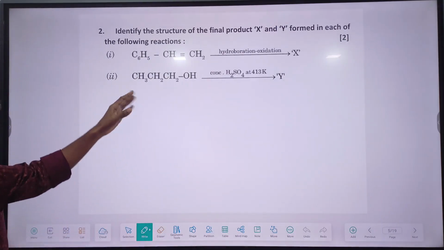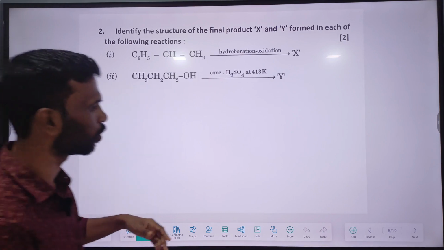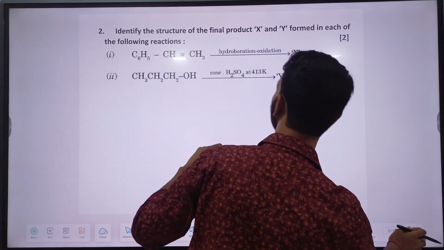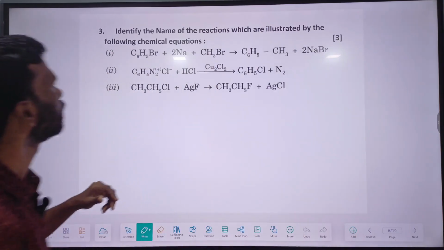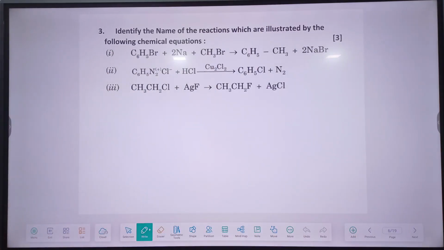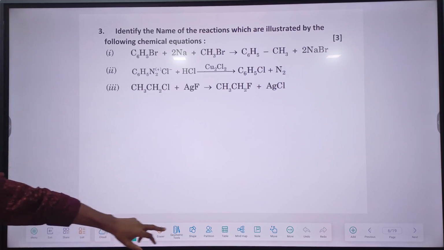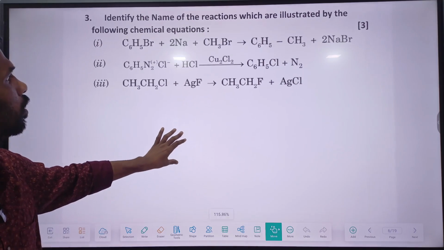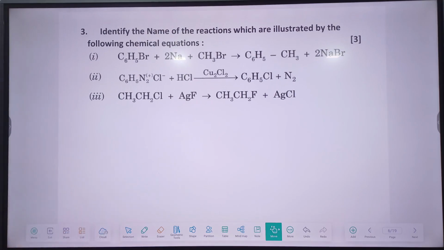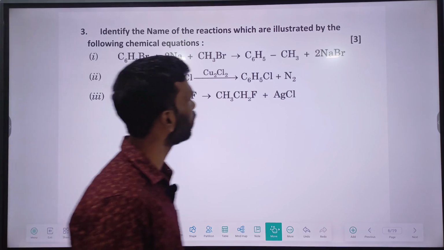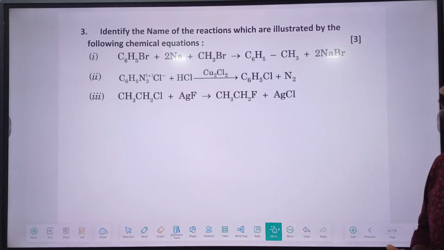This question is from alcohols and phenols. By mistake it is over here. I'll do it when I cover alcohols and phenols. I hope the question is clear. Yes, the question is clear: identify and name the reactions which are illustrated by the following chemical reactions.